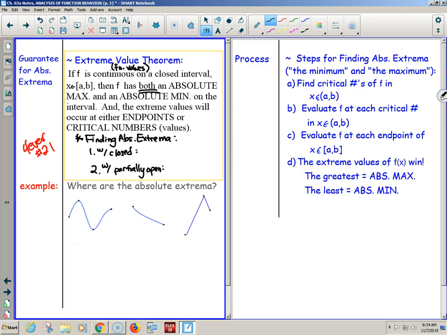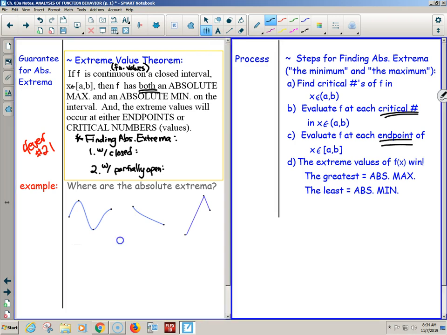Evaluate f at each critical number. Evaluate f at, hey, look, critical numbers and endpoints. That's what I just put over there. What are we doing to them? Evaluating f. What does that mean? And then the extreme values of f of x win. The greatest one is the max and the least one is the min. Well, that seems easy. Evaluate f at. Doesn't this sound like f of?